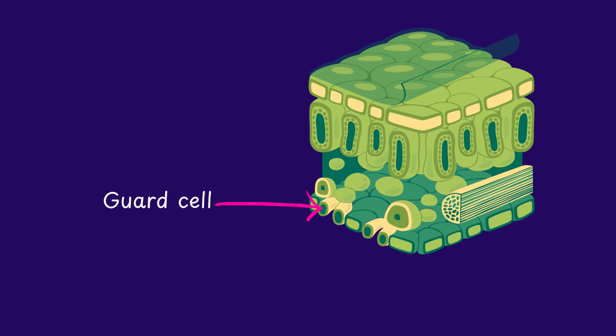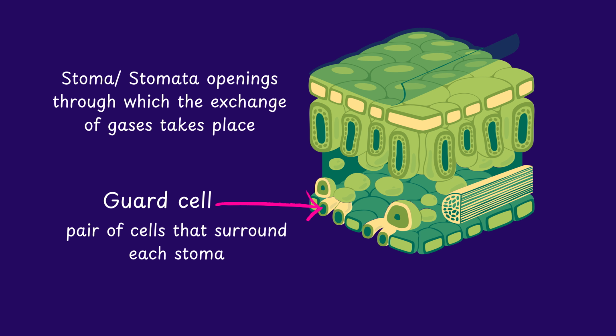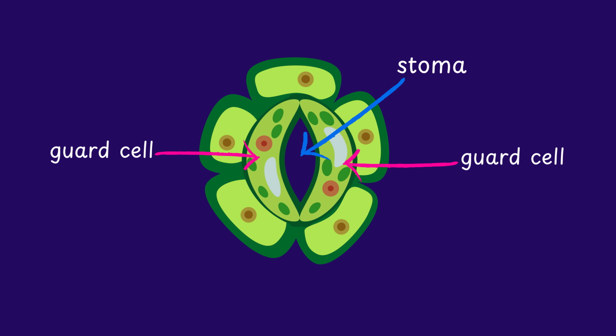In the lower epidermis, you'll find guard cells. This is a pair of cells that surround each stoma. Stoma is singular, stomata is plural, and stomata are openings, pores that are found in the leaves, and this allows for exchange of gases to take place between the leaves and the atmosphere. Students, there is a better representation of the guard cells and the stoma. So remember the guard cells now, it's a pair of cells, which would be these, that surround the stoma. And the stoma is the opening through which gases enter and leave the plant.